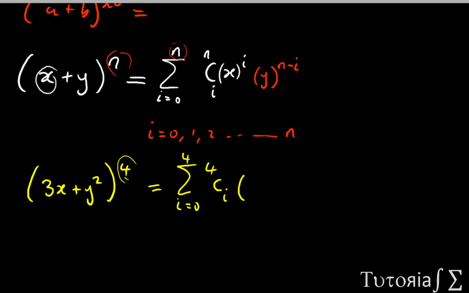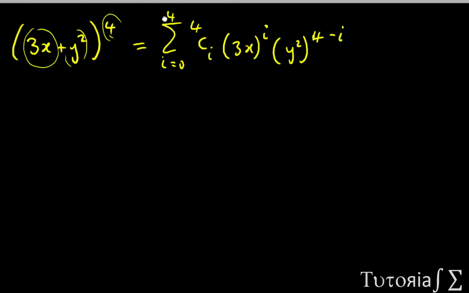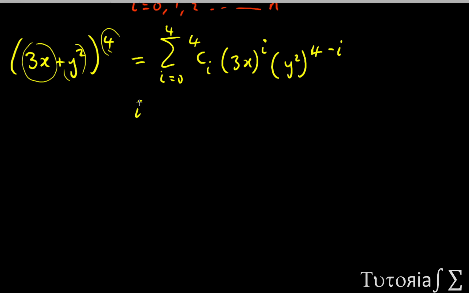So then we have x to the power i. Our x is the first term here, so we're going to write 3x raised to the power i. We're just writing it generally. Then times y, which is the second term. In this case, the second term is y squared. So we have y squared raised to the power n, which is 4, minus i. Okay, so that is what we have. And basically, i will run from 0 to 1, 2, 3, and the last one will be 4.